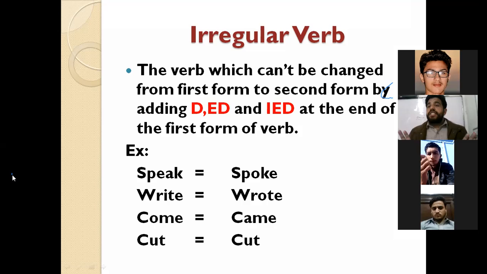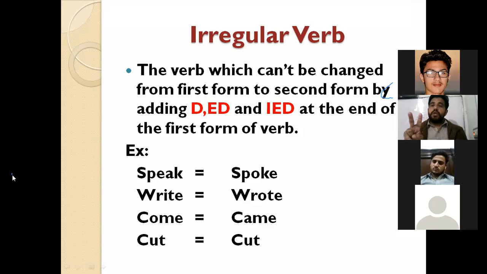So the word which cannot be changed with the help of these three rules, like D, ED, and IED, is actually called an irregular verb. So regular verb and irregular verb. Regular verbs have rules, the rules of D, ED, and IED, and irregular verbs have no rules actually. Is it clear now?